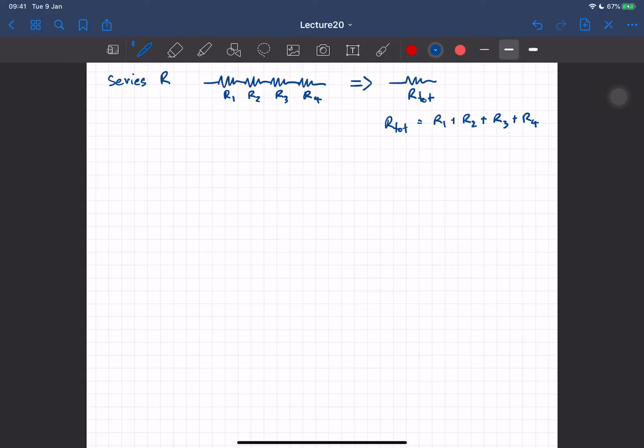Well, we know the voltage across R1. Let's call it V1. How do we know V1? Because we know R1 and we know the current flowing through R1. So V1 is simply I1 times R1, and both are something that we know.